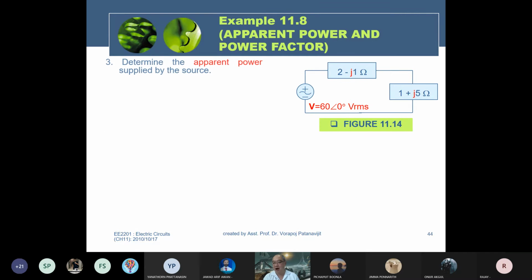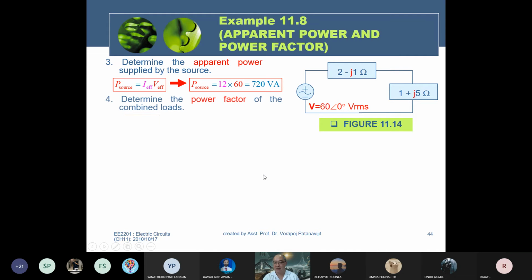Until you determine all the power that is delivered from the source. You know that the source voltage equals 60, right? The current equals 12. Therefore, the total power generated from the source is up to 722 VA. Now, when we plot them, it's about here.